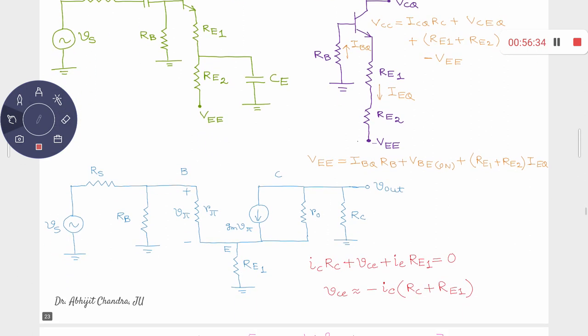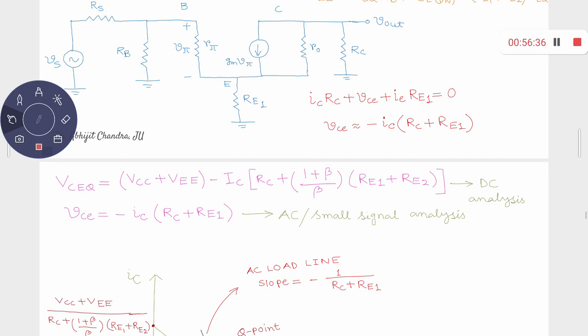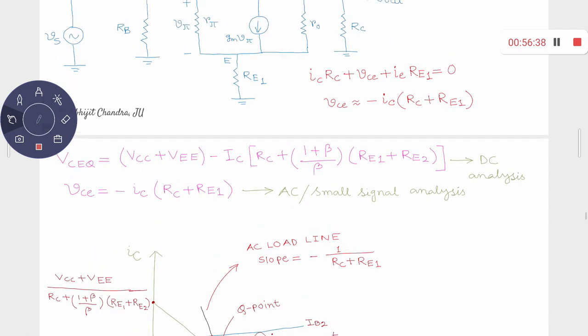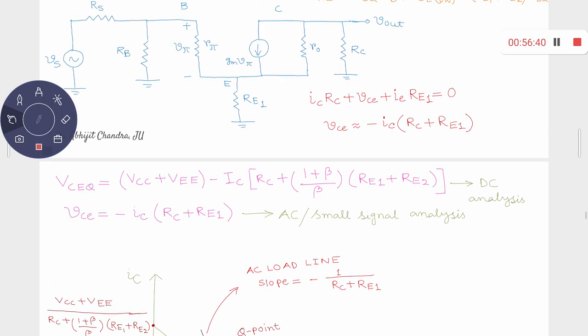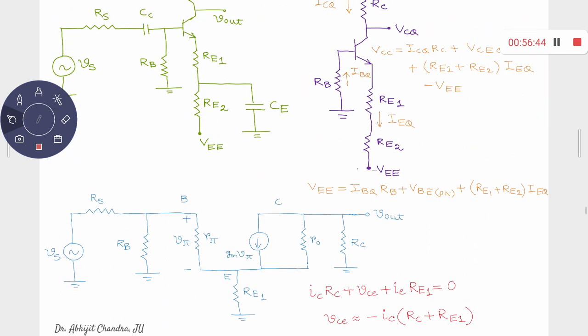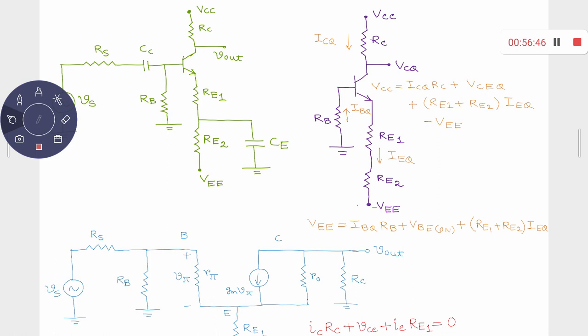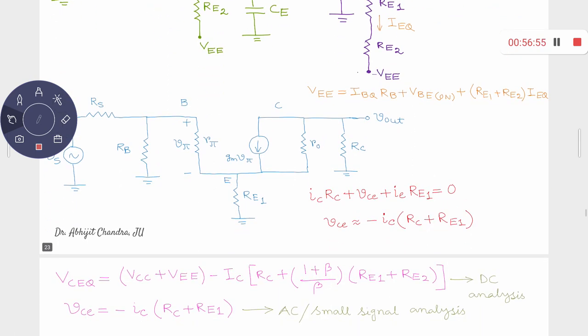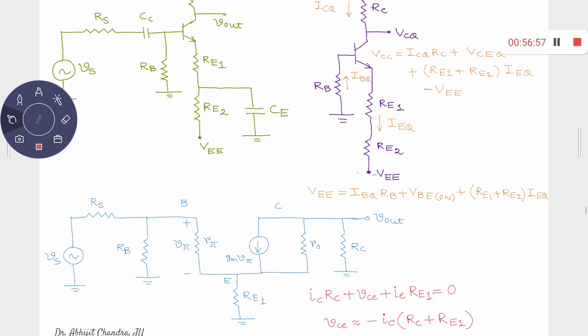Right. Now, once you do that, then I'd like to show you this part. This part is well known to you. So I think from that, you'll be able to find the VCQ expression. What is that VCQ? VCQ is equal to VCC plus VEE, and then you have this minus ICQ RC minus (RE1 plus RE2) times IEQ.